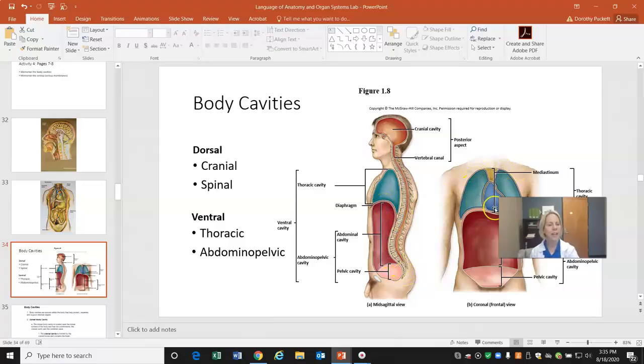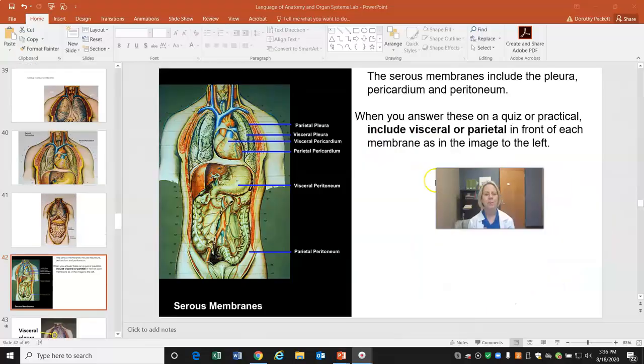And then if we look at that thoracic cavity, we can see really it's made up of two pleural cavities and a pericardial cavity. You also want to know the serous membranes, and we're going to use the term pleura to mean the serous membrane that surrounds the lung and lines the cavity where the lung is found. Remember, that's called the pleural cavity.